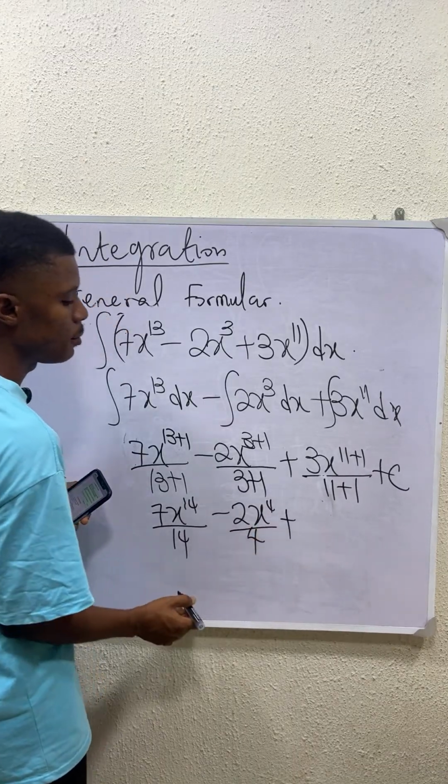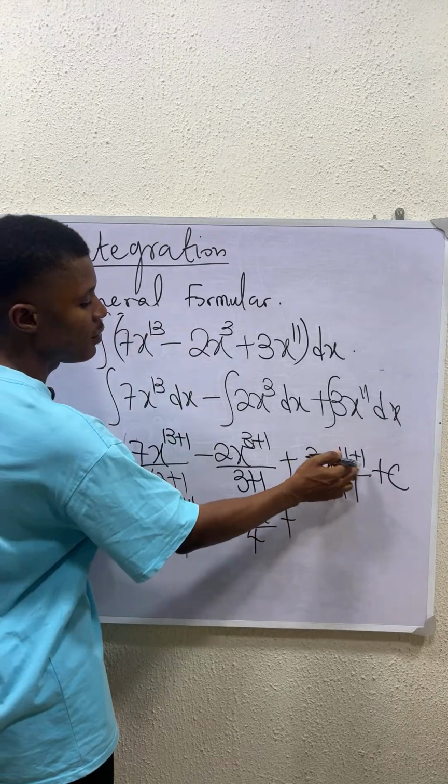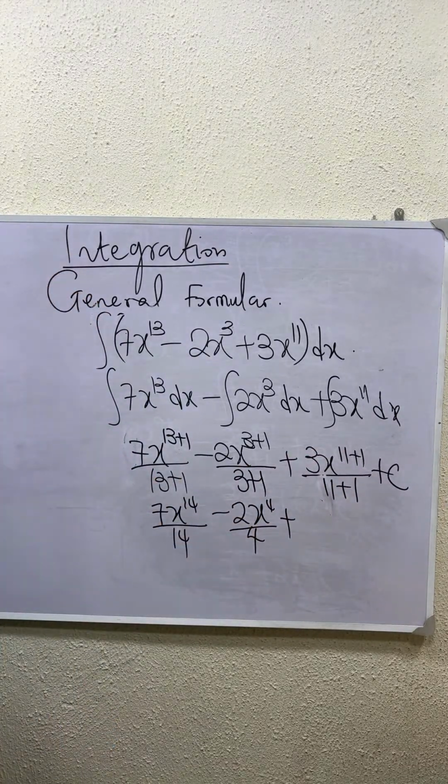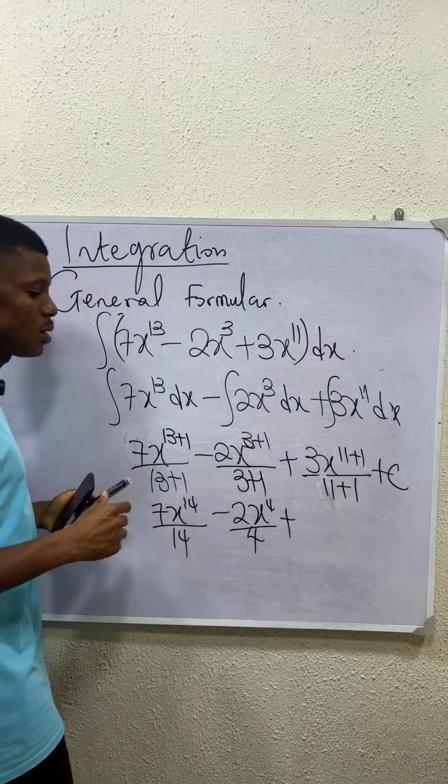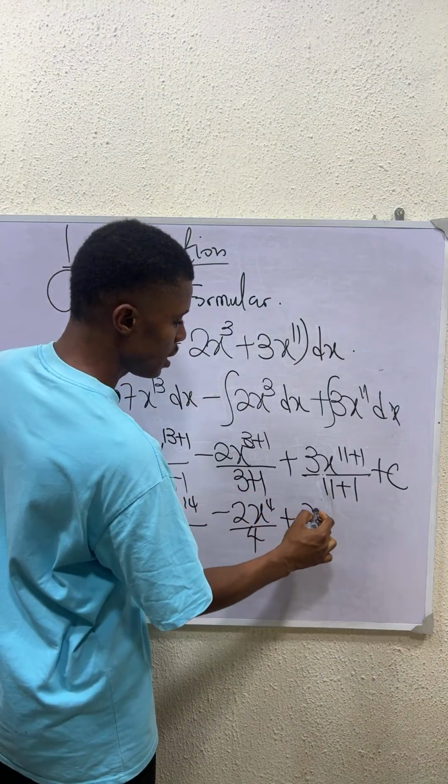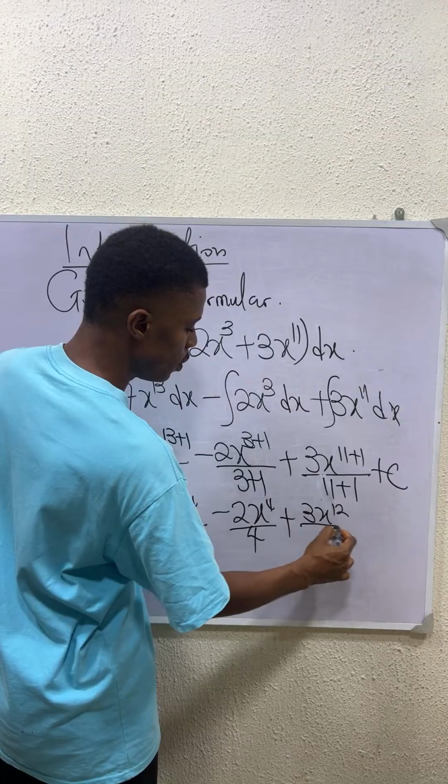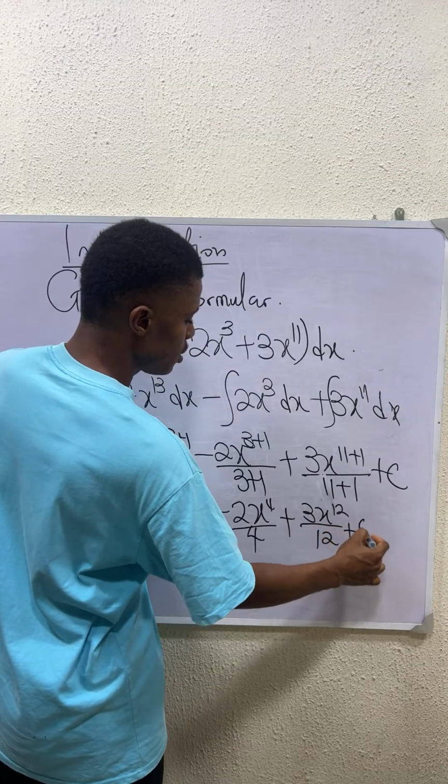Then plus, 11 plus 1 is what? What is 11 plus 1? 11 plus 1 is 12. So we have it as 3x^12 over 12 plus c.